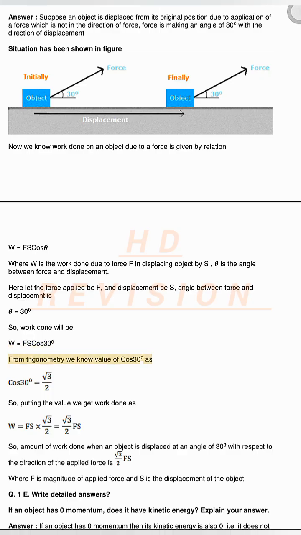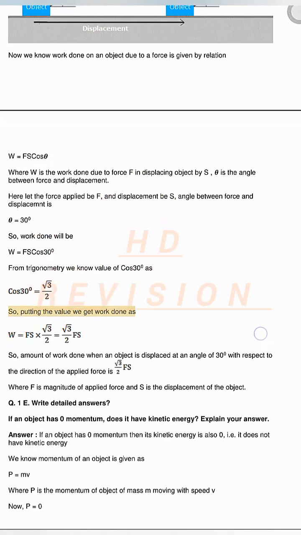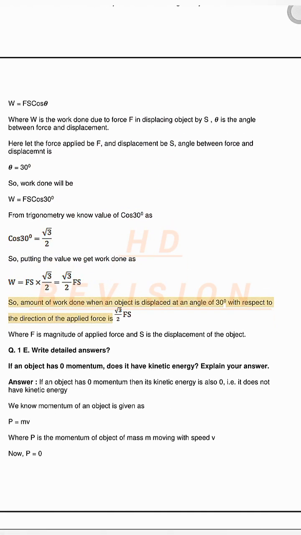From trigonometry we know the value of cos 30 degrees. So, putting the value we get work done as. So, the amount of work done when an object is displaced at an angle of 30 degrees with respect to the direction of the applied force is, where F is the magnitude of applied force and s is the displacement of the object.